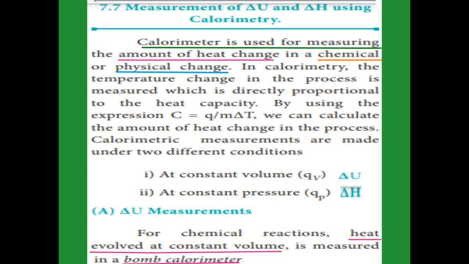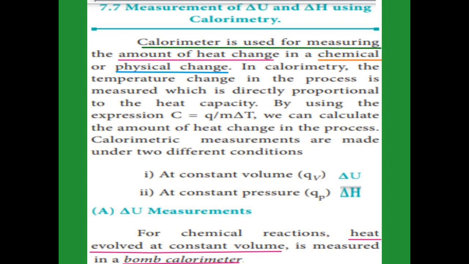Calorimeter. A calorimeter is used for measuring the amount of heat change during a chemical or physical process. We already know the heat capacity formula, C is equal to Q by m into delta T. Here we are going to measure the heat evolved or absorbed by the system. The amount of heat change in the process can be calculated with the help of a calorimeter. At constant volume we can measure the delta U value. At constant pressure we can measure the delta H value.